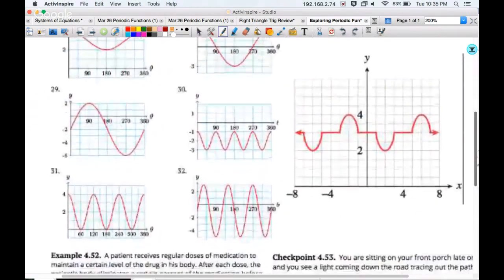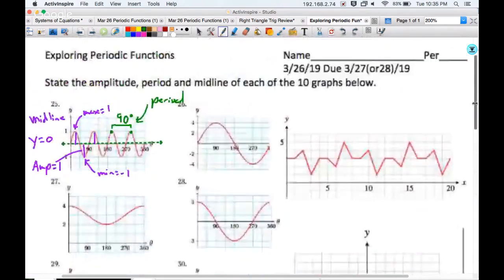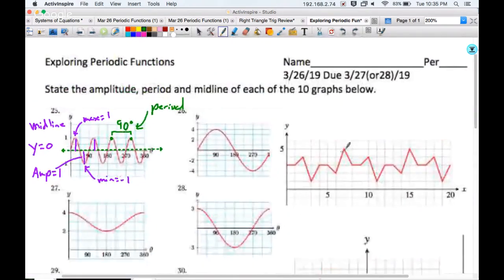Let's see. Those are all pretty similar. Let's take a look at this one over here. So its max is right up there at 5. Its min is right down here at 1. Halfway in between 1 and 5.